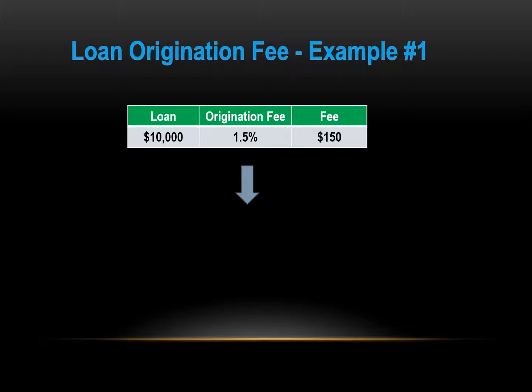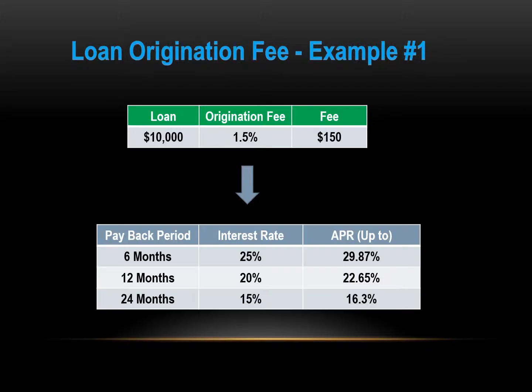Example of a loan origination fee calculation. 0.015 times 10,000 equals $150. If you plan to pay back the loan within a span of 6 months with a 25% interest rate, it'll be better for you to get a loan that has an APR up to 29.87% without the origination fees.